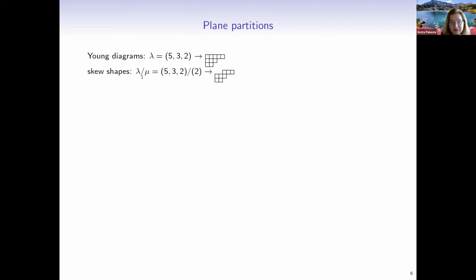Now you can generalize this Young diagram to a skew shape when you take one partition over another one. What this means is that you take the big partition and then you remove the smaller partition from it and you consider the boxes that are between the two. So this is what's called the skew shape.